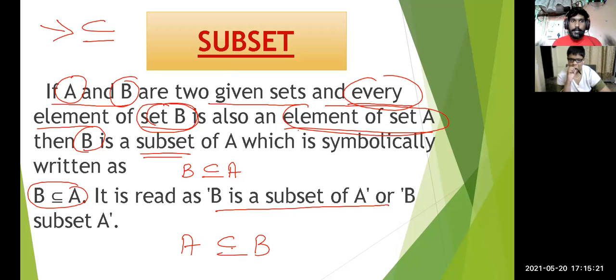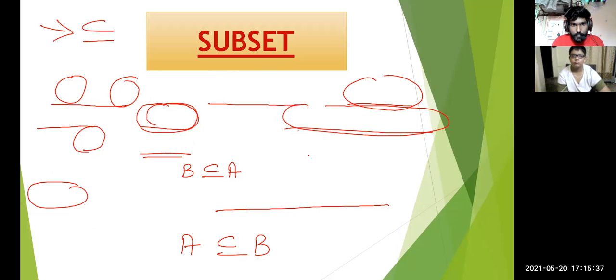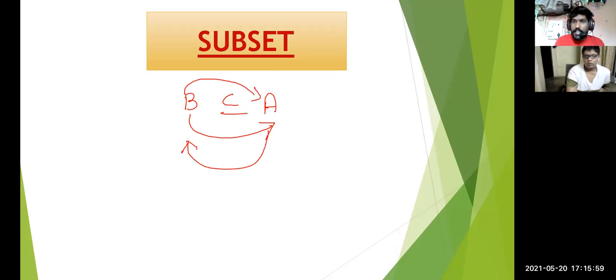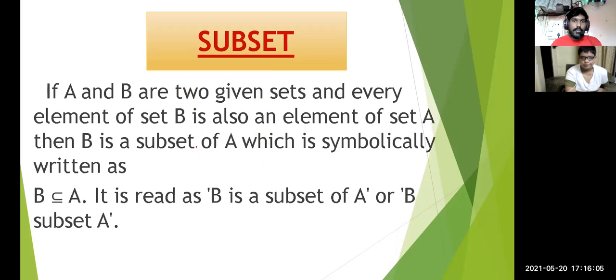But just remember this first statement: every element of set B is also an element of set A. Or we can also say that B should be inside A. Since you are writing B is a subset of A, all the elements of B should be inside A, but the opposite is not necessary. That means it's not necessary that all the elements of A have to be in B.